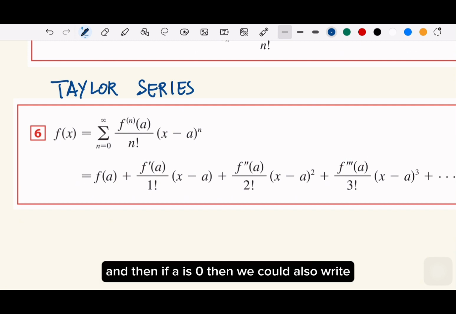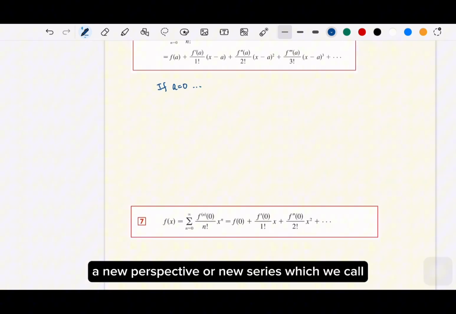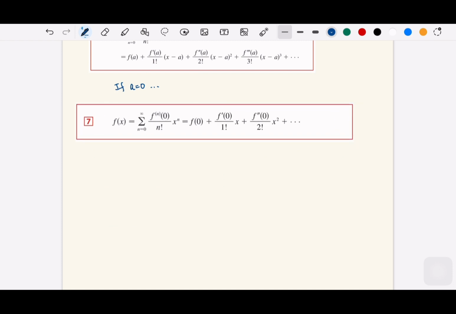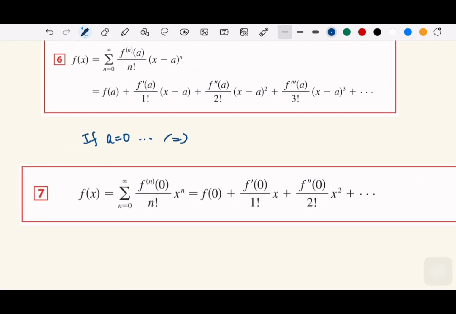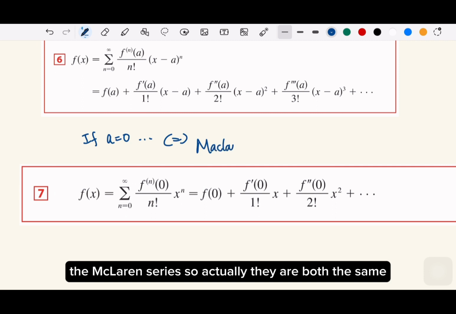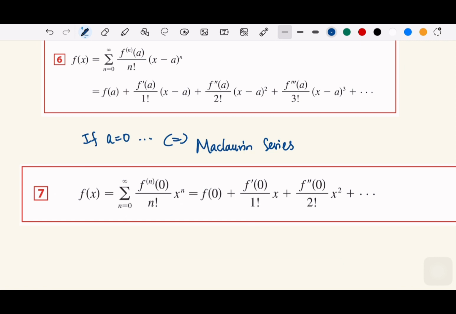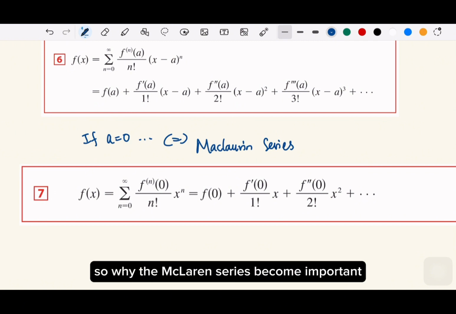And then if a is 0, we could write a new series, which we call the Maclaurin series. So actually they are both the same. The difference is just that the Maclaurin series is when a is equal to 0. So why does the Maclaurin series become important?